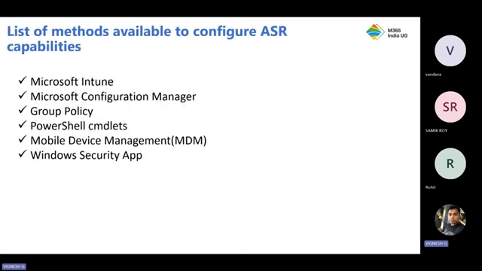And also, before giving it to Samik for the demo, I want to make sure that you understand that there are different methods available for you to configure ASR capabilities, right? Of course, you've got Microsoft Intune, the Microsoft Configuration Manager, Group Policy, PowerShell cmdlets, Mobile Device Management, and the Windows Security app. Now, based upon your infrastructure, based upon what best works for your organization, you would choose the one. But in our demo, we are going to focus on Microsoft Intune. But if your environment is different, you want to do it with group policy, feel free to go ahead and do whatever best suits you.